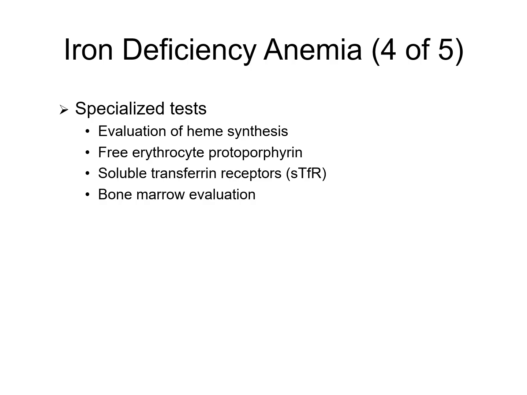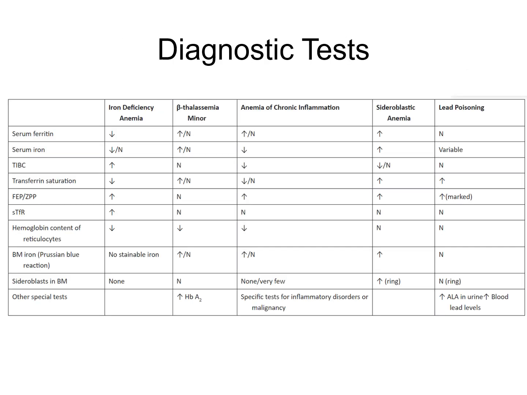For bone marrow evaluation, we would usually do a Prussian blue stain. This is a direct assessment of iron stores within marrow macrophages and erythroid precursors. Usually it's going to be absent or decreased iron stores, and that helps to confirm iron deficiency. This is reserved for complex or unclear cases because it is an invasive procedure. Again, this is just a chart of the diagnostic test and what you would expect to see.